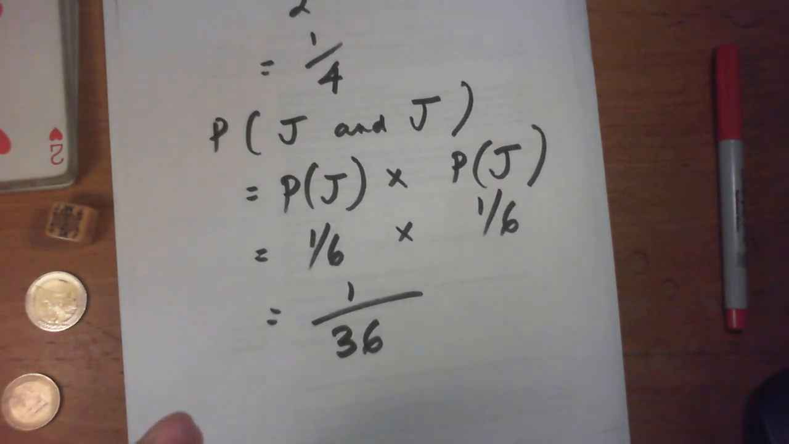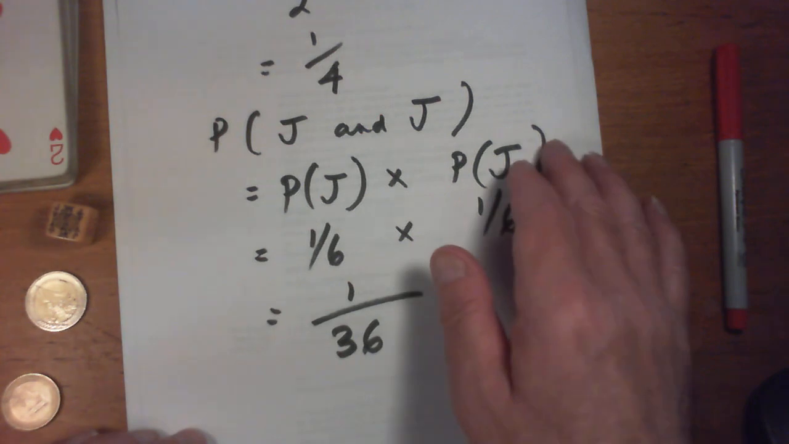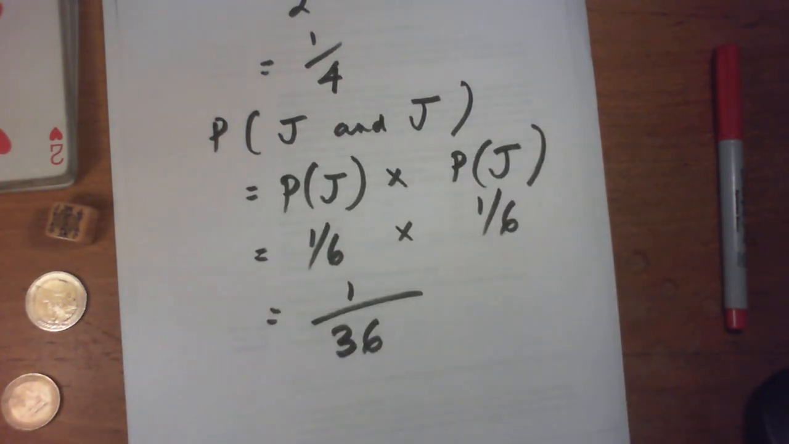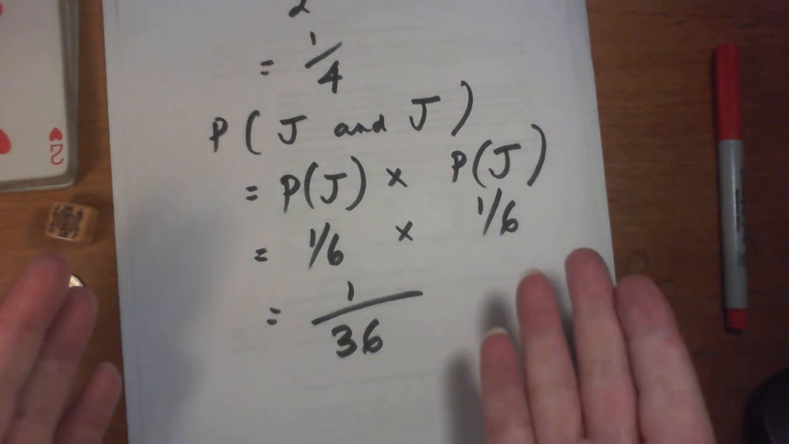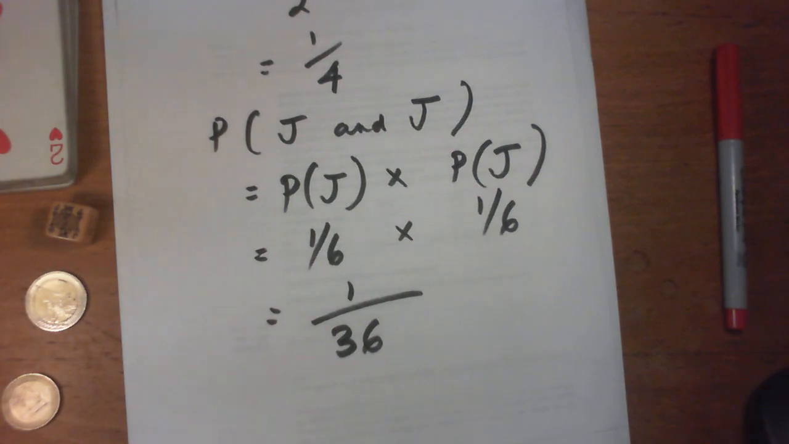But it could be a different scenario. I could have two dice and throw them simultaneously, and that would be exactly the same problem. Two dice, throw them simultaneously. What's the probability of both of them being 6? It would be exactly the same calculation.